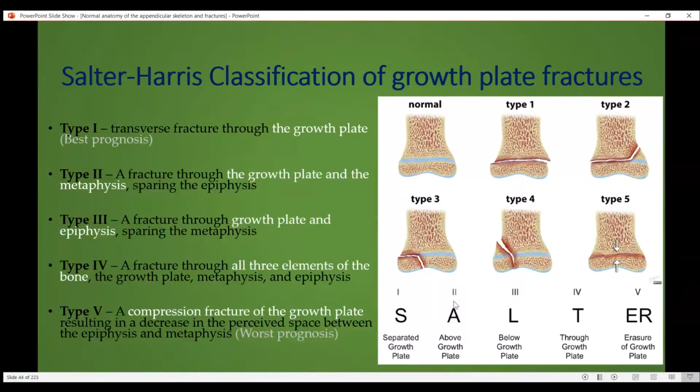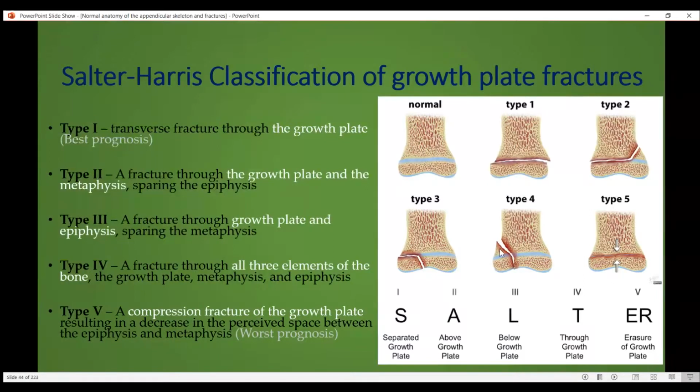That is how I remember above the growth plate. Above the growth plate means proximal to the growth plate. Proximal to growth plate will be the metaphysis. So only metaphysis along with growth plate fracture is present in type 2. Then in type 3, L represents below, so it is distal to the growth plate. Distal to the growth plate is the epiphysis, so there is a fracture of the growth plate along with epiphysis. Okay, so that is type 3. Then type 4, it is happening through all the three structures, so epiphysis, growth plate, and the metaphysis is involved.